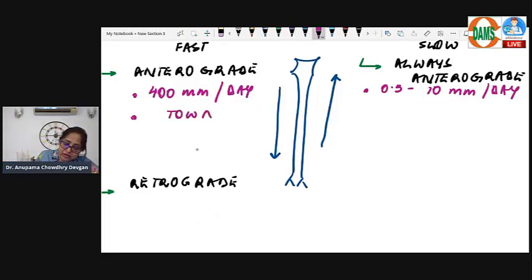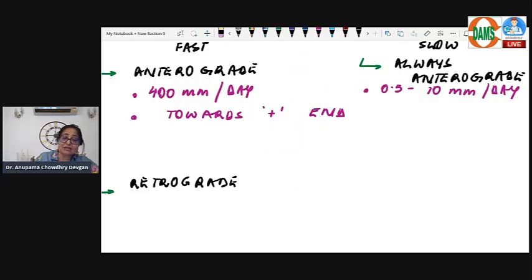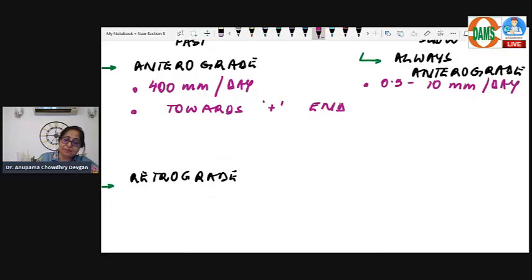Anterograde transport is towards the plus end of the microtubules. And I've already discussed with you what the plus end is. Plus end is the assembly end. What is the assembly end? Where those rings are added is called the plus end. Where those rings are removed is called the minus end. Right? So this is towards the plus end of the microtubules. And the molecular motors which are used are kinesin and myosin 5.